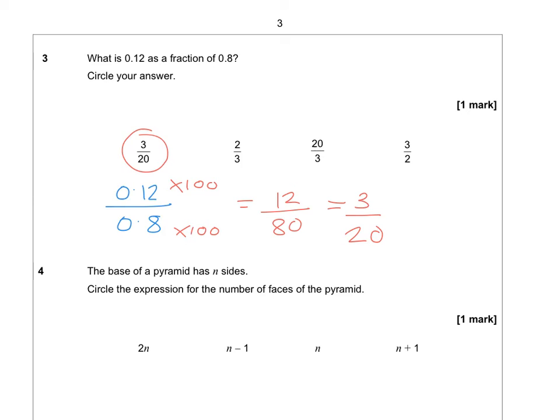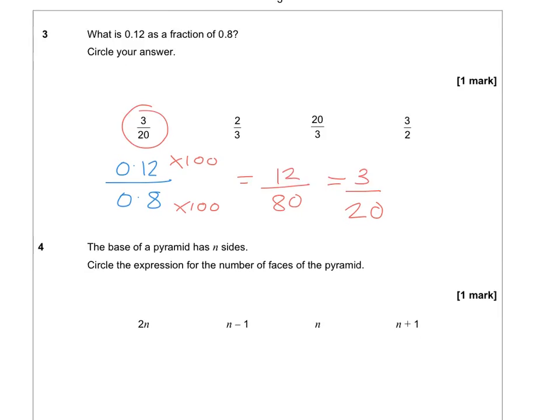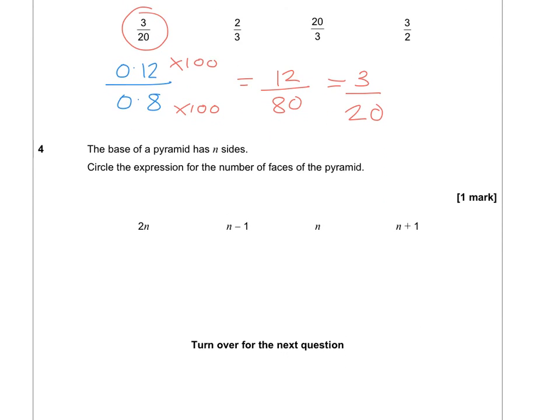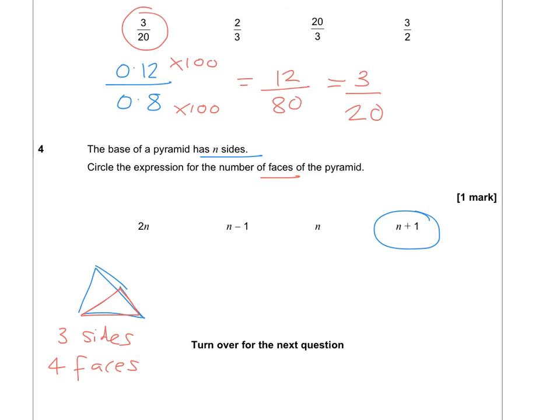Question number 4. The base of a pyramid has n sides. Circle the expression for the number of faces of the pyramid. We're going to draw a quick sketch diagram of a triangular-based pyramid. You can see that the base has 3 sides, and there are 4 faces overall, including the base. So if a pyramid has a base with n sides, it will have n plus 1 faces.